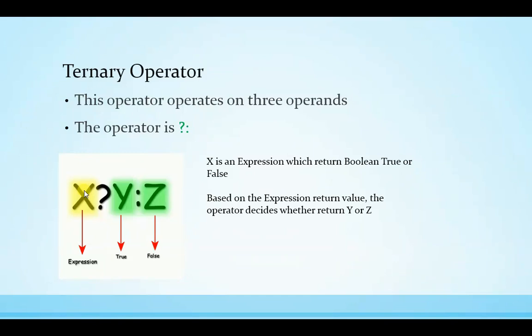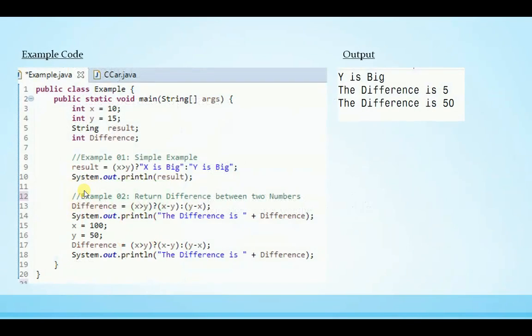Let's see an example for this. Actually, this ternary operator is a replacement for the if else structure. So here is an example. In this example, we have two integer variables, int x equal to 10 and int y equal to 15. Then we declare a string and an integer variable. So x and y are initialized to a value. The string result and int difference are just declared.